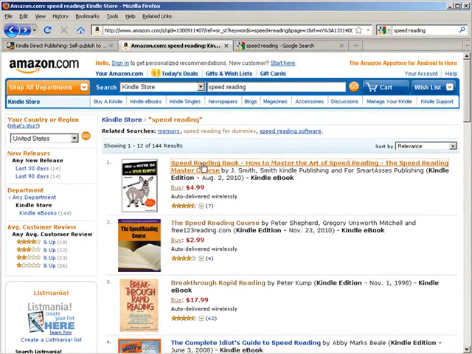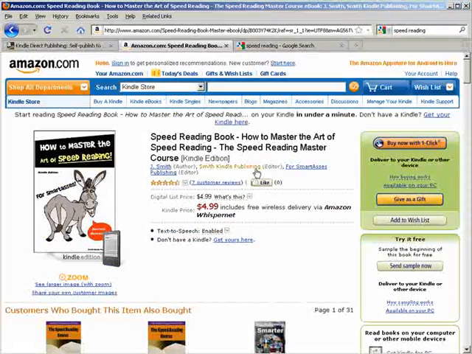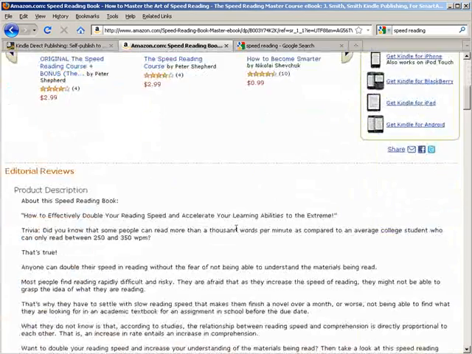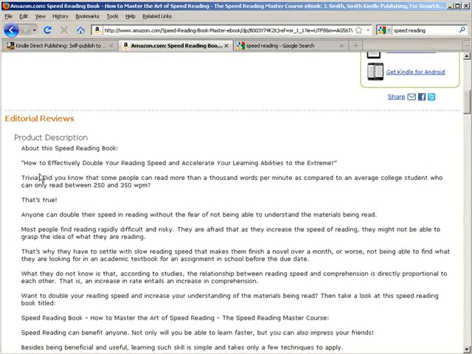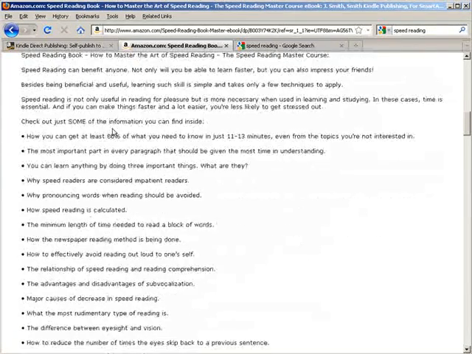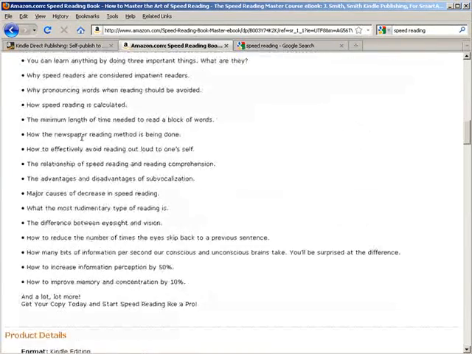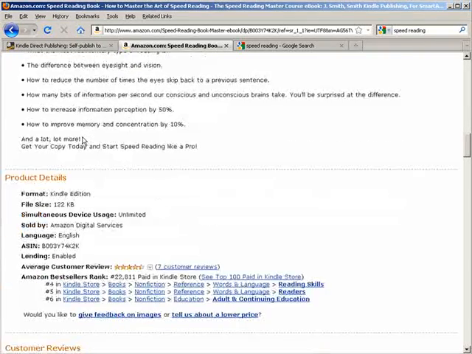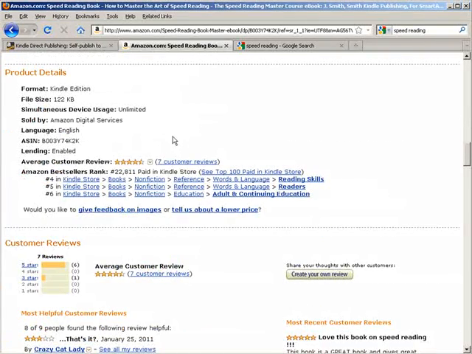Now what we can do is we can go and have a look at the listing in here. Now if you roll down, you see that we have editorial reviews, and here we have the product description. So you can see how people are writing up the description of their ebooks. So you're going to want to do the same thing. You're going to have a good description in here. And then down here, you see where they are listed.